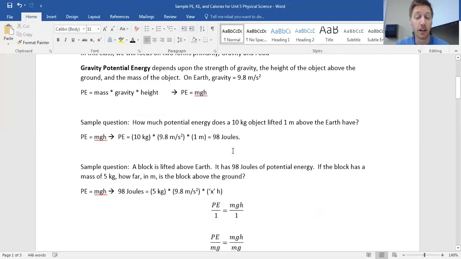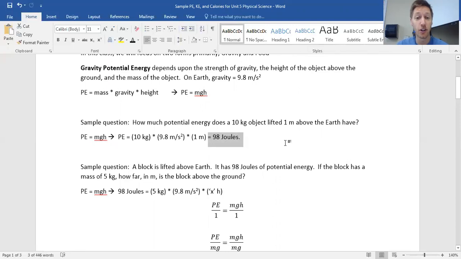So a sample question might look like this. How much potential energy do you have if you have a 10 kilogram object 1 meter above the Earth? We just plug this stuff in. 10 kilograms is how heavy our object is, the acceleration of gravity is 9.8, and the height is 1. Multiply those together, and that's 98 joules of potential energy.